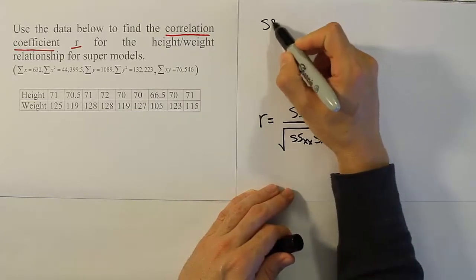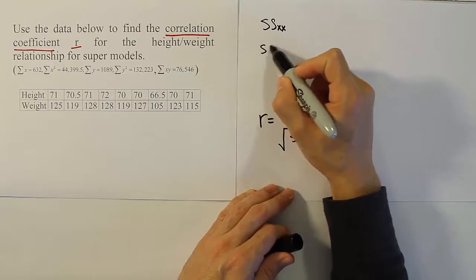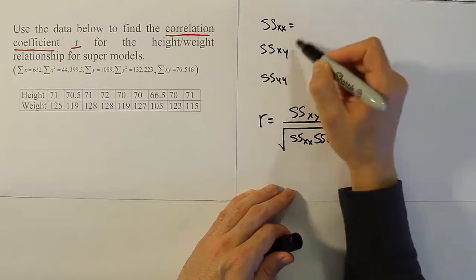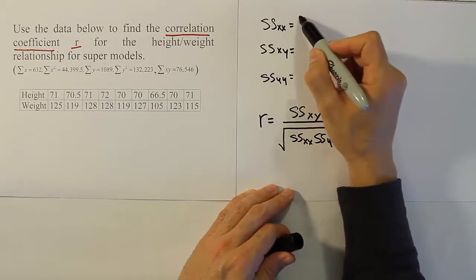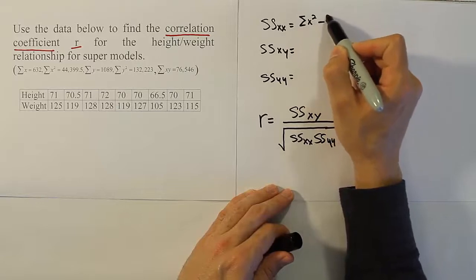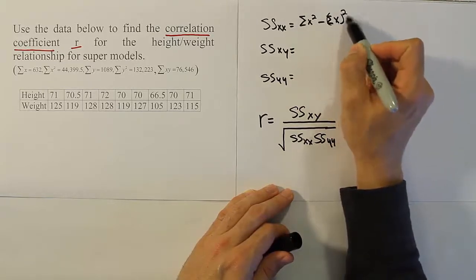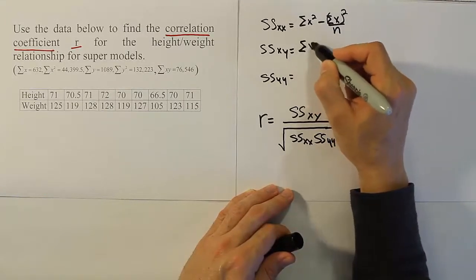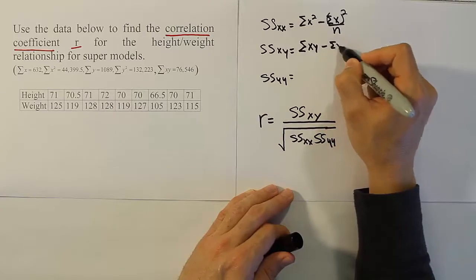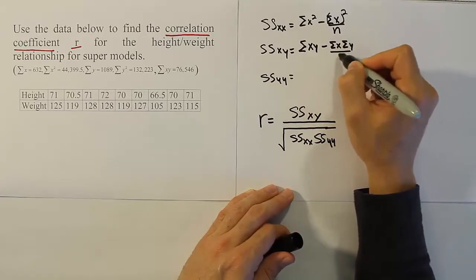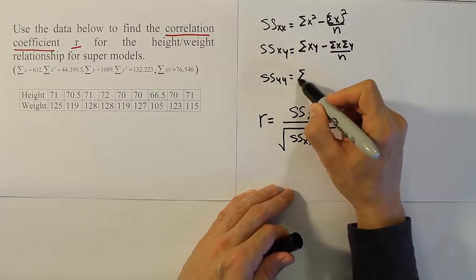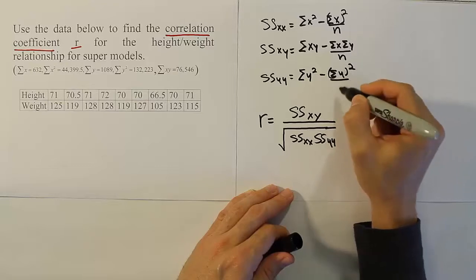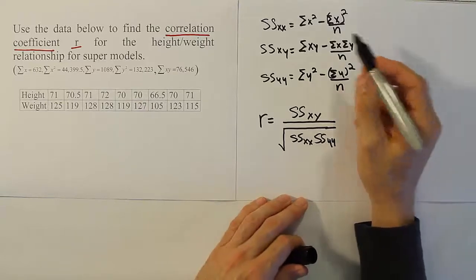So we'll start with sum of square xx, then we'll do sum of square xy, and then we'll do sum of square yy. All right, let's fill in the formulas then for sum of square xx. It's the summation of x squared minus the summation of x quantity squared all over n, the number of ordered pairs we have. This formula will be the summation of xy minus the summation of x times the summation of y all over n. And this last one is the summation of y squared minus the summation of y quantity squared all over n. Okay, so let's fill in what we know from the problem.